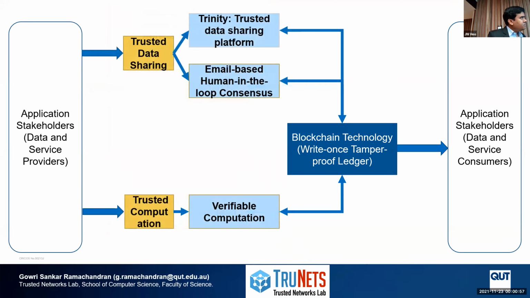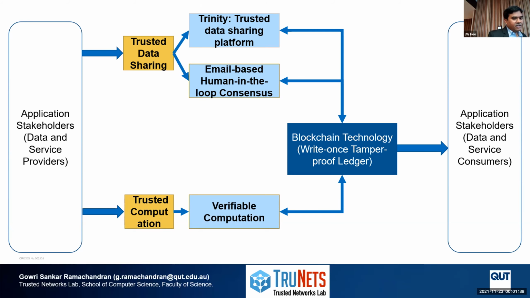In particular, the solutions for trusted data sharing, or Trinity, which is a platform that I have developed recently. This is to enable trusted data sharing involving legacy systems. And another interesting work that we are currently doing here at QUT is performing consensus by having a human in the loop. And this goes back to the point that smart contracts are not smart enough to handle some information. Therefore, can we have a human in the loop to provide some additional trust guarantees for multi-stakeholder applications?